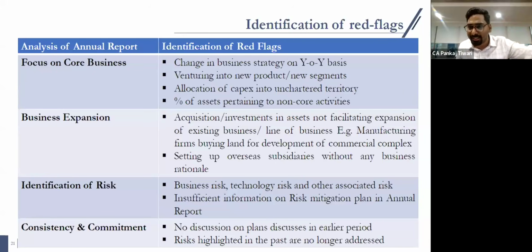I can invest in GSEC, I can invest in T-bills. But the percentage of assets held in these investments can't be significantly higher compared to my manufacturing assets. If that is the case, then there is a serious issue with that entity. So how much percentage of the assets pertains to non-core activities? Because non-core activity does not generate operating profit for you, and that is why the assets pertaining to non-core activities are very critical and very relevant.